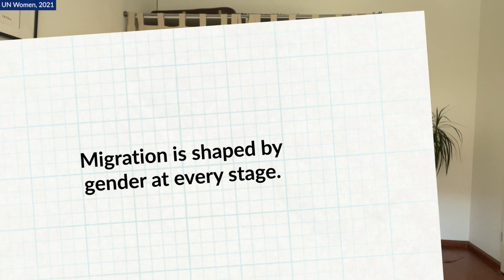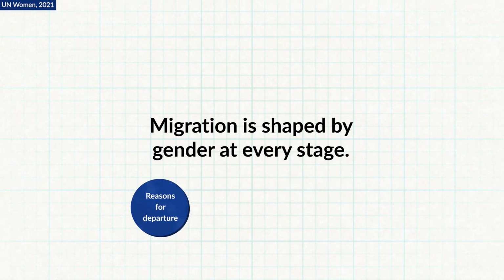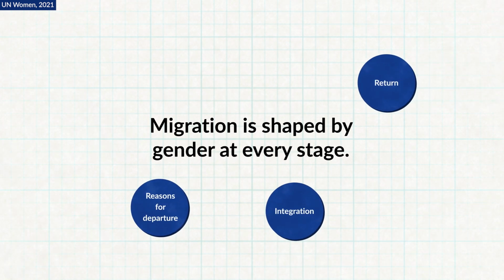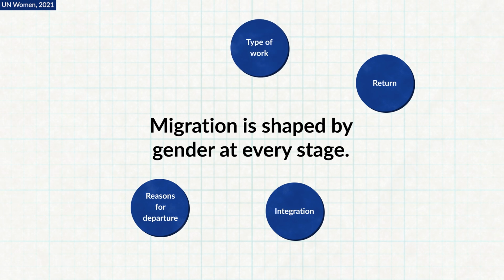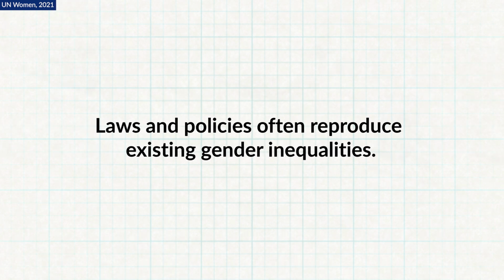So there are a number of reasons for this and a number of reasons why we should actually care. We know that migration is shaped by gender at every stage. Again, go back to my previous video on that. From reasons for departure, to integration, to return, to the type of work that is performed by migrants, and the challenges that they face. And laws and policies often reproduce existing gender inequalities across countries of origin, transit, and destination.